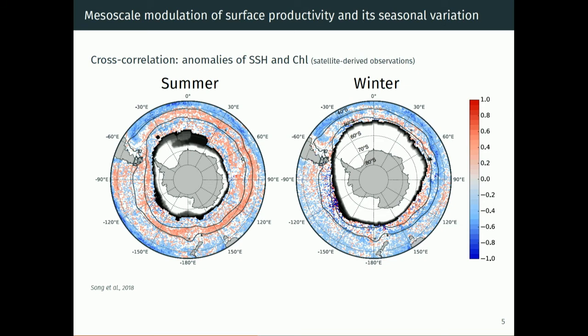And so what's happening in the Southern Ocean is that anomalous mixed layer depth taps into subsurface iron supply and stimulates phytoplankton blooms in anticyclonic features. That correlation largely switches sign in winter when the most limiting resource is no longer iron, but rather light.